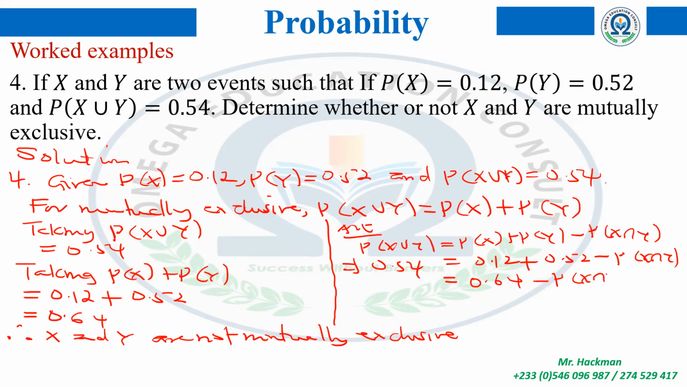X intersection Y. And this means that I can't draw my conclusion yet, because my conclusion is not to find P of X intersection Y. So I'll write, this implies that P of X intersection Y will be equal to 0.64 minus what? 0.54, and that will give us what? 0.1. Am I right?